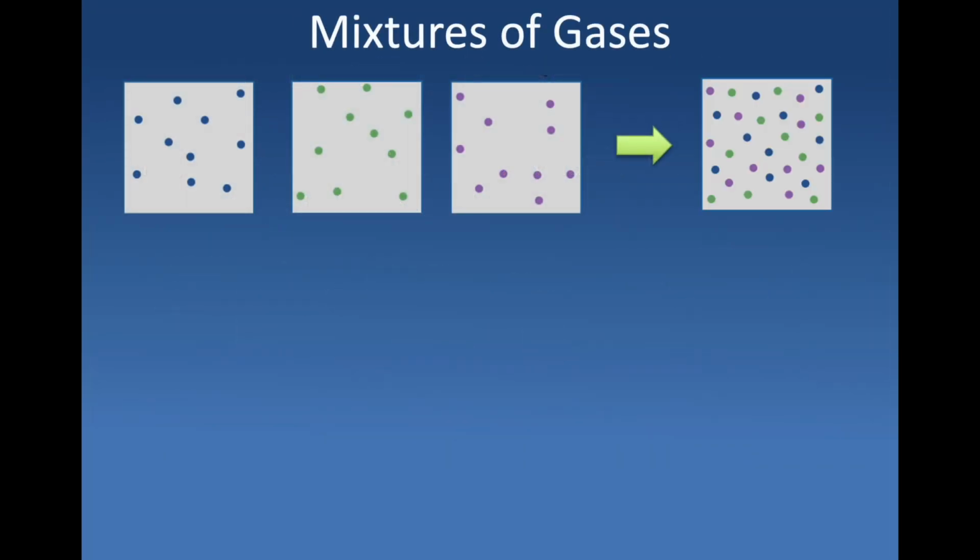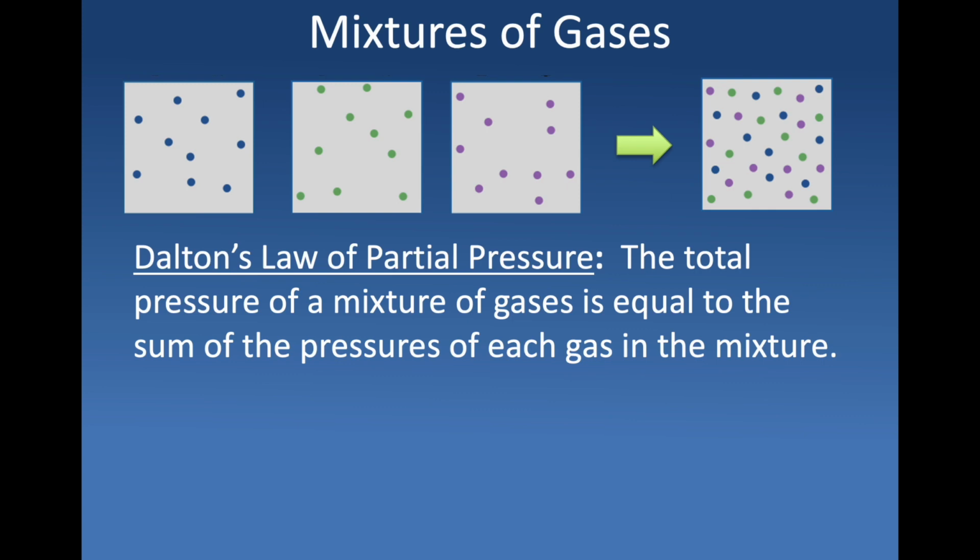So air, we know, is a combination of many gases, as we can see in this diagram. Now, Dalton's law of partial pressure tells us that the total pressure of a mixture of gases is equal to the sum of the pressures of each gas in the mixture. So you can think of your total pressure as being equal to the pressure of the first one, plus the pressure of the second one, plus however many gases make up the actual mixture.